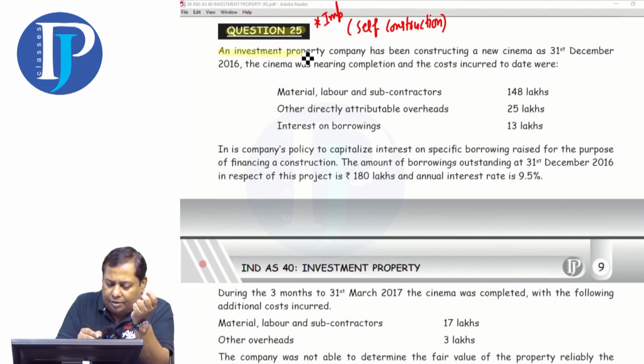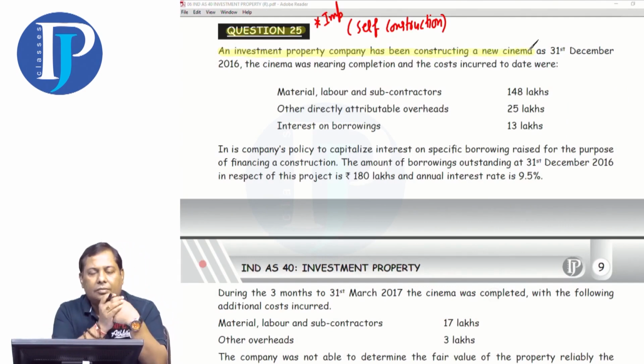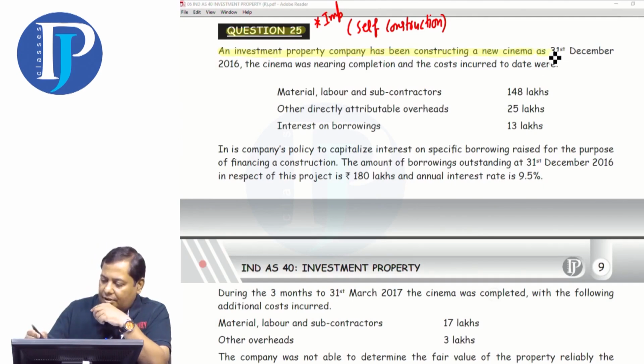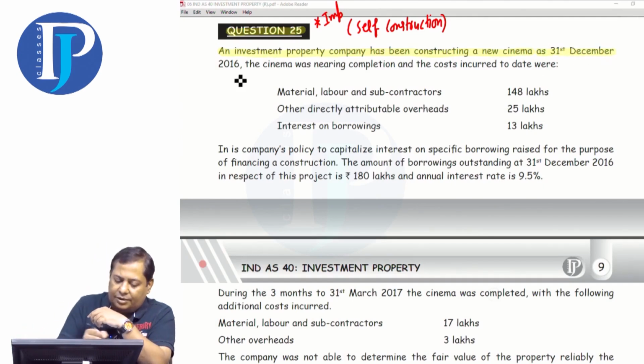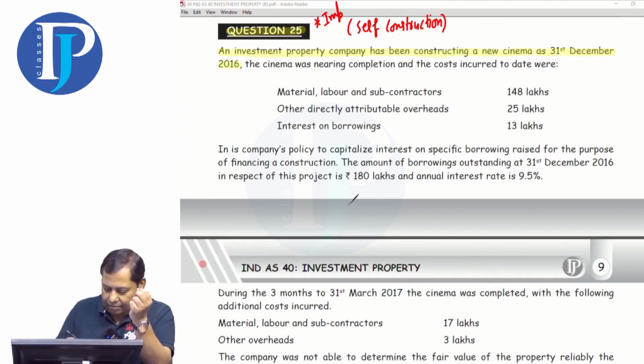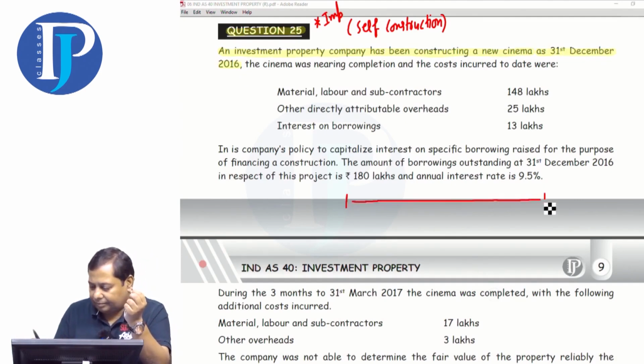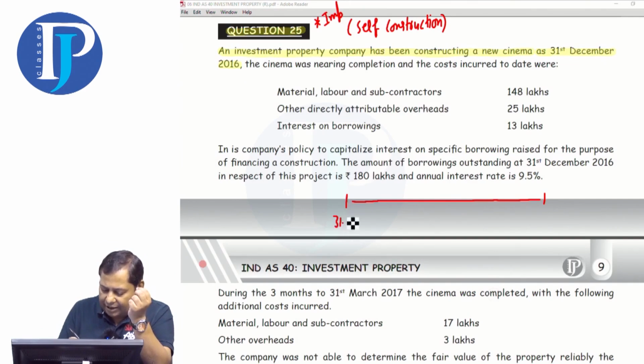N. Investment property. Company has been constructing a new cinema. Let's suppose there is some company that owns an investment property and operates by renting out that property. And what are we constructing? A cinema hall. As on December 31st, 2016. Okay, students? I will draw a timeline. You are being told the information about December 31st, 2016.